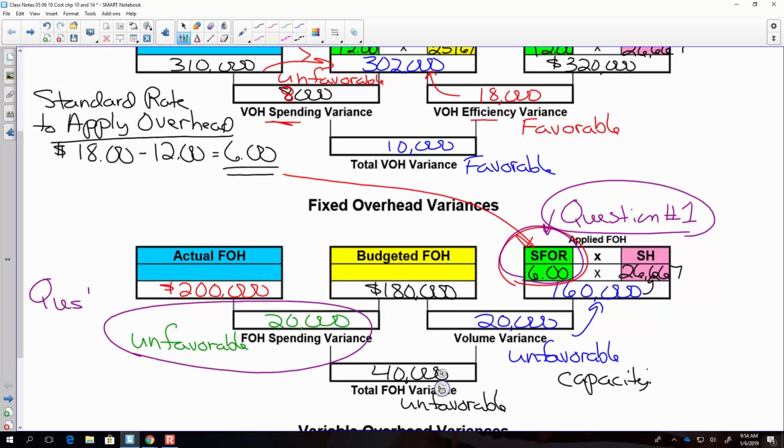What could be a problem here? It seems like a simple question. What do students sometimes pick? They pick the wrong one, right? Possibly variable, when I'm asking for fixed. So please be careful with those questions. Number 3 is the variable spending. $8,000, unfavorable.